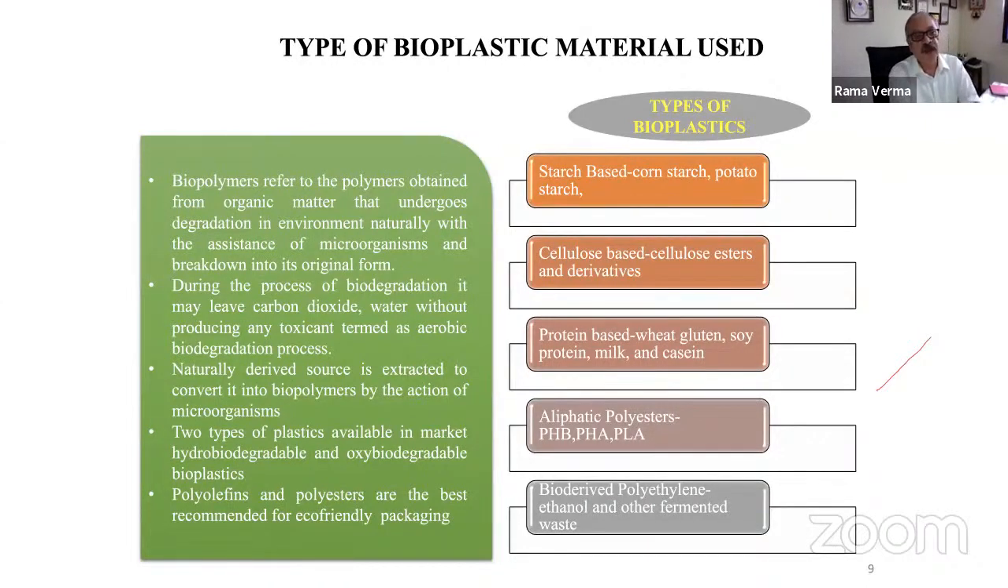So biopolymers refer to polymers derived from organic matter that undergo degradation in the environment naturally with the assistance of microorganisms and break down into their original form. This is very important because we take help from the available sources which are able to degrade big molecules into small molecules and become a part of the earth or maybe other material. So basically what happens during the process of biodegradation is it leaves carbon dioxide and water without producing any toxicant.